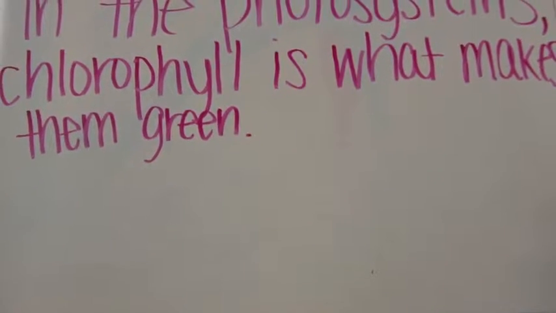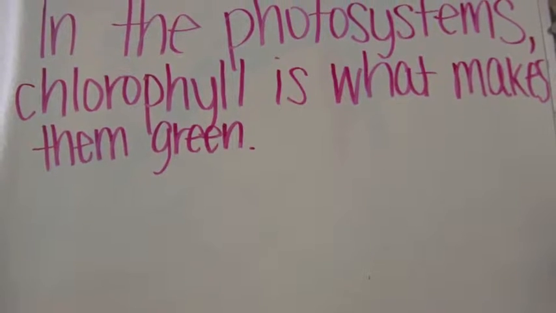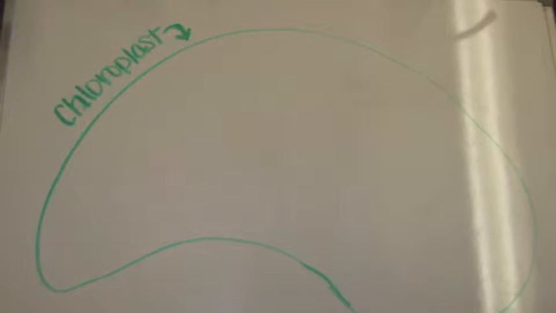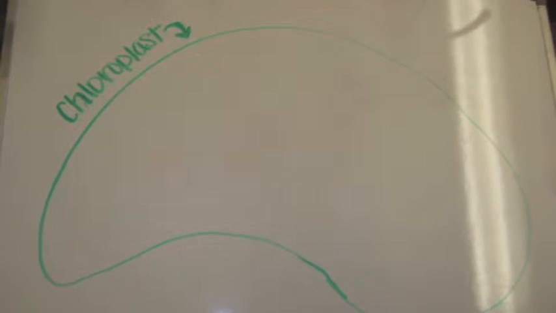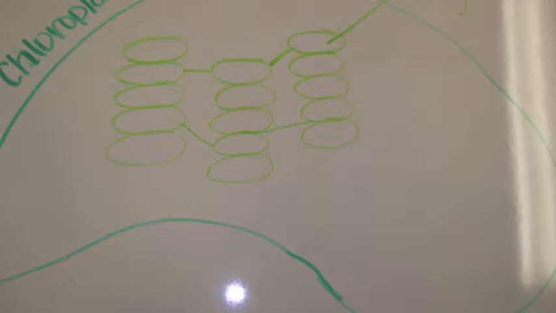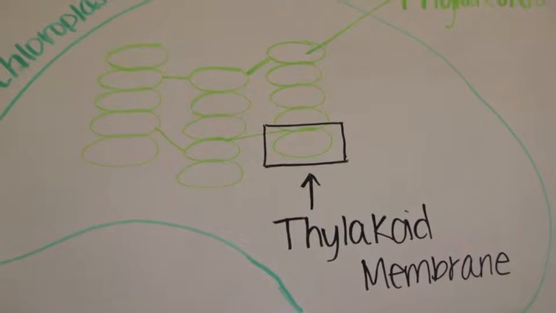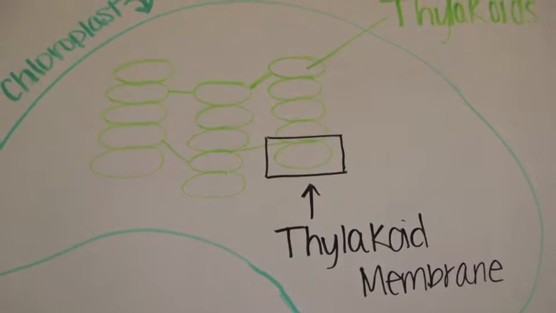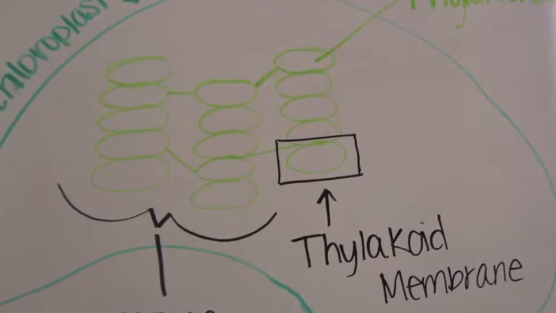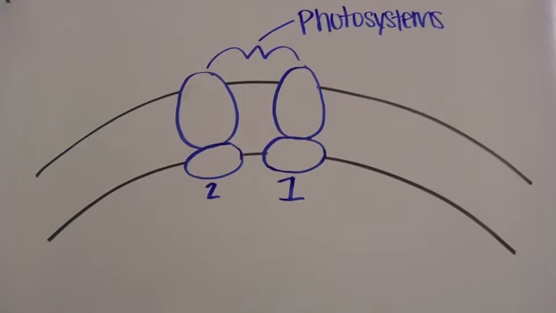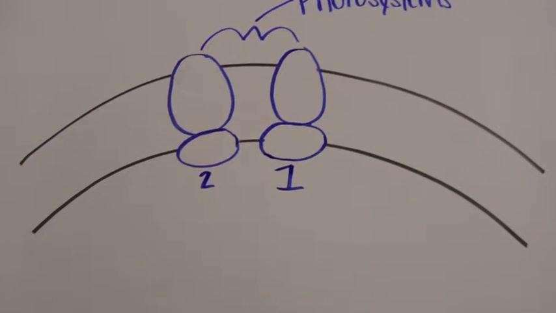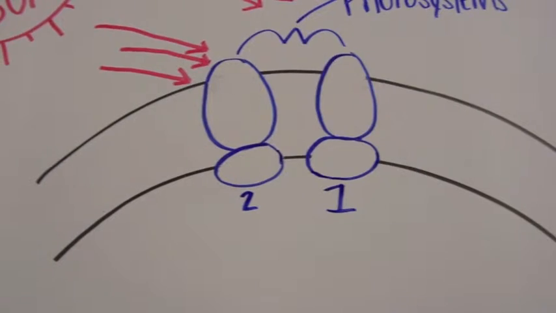In the photosystems, chlorophyll is what makes them green. Here the chloroplast is pictured. In the chloroplast there are thylakoids. The thylakoids are made up of thylakoid membrane. Groups of thylakoids are called grana. In the thylakoid membrane there are two photosystems. The photosystems absorb the sunlight.